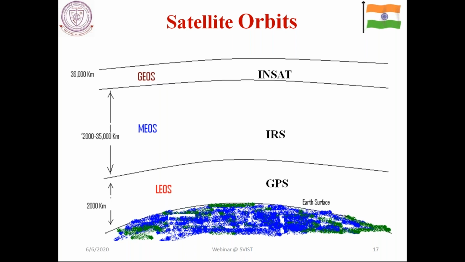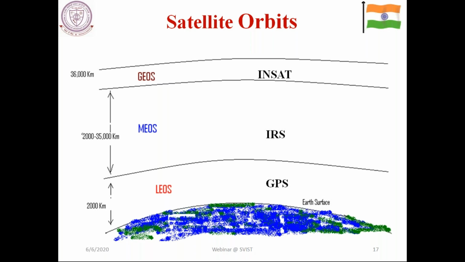The very first one is LEOS, or low Earth orbiting satellites. An example may be our GPS satellites. The next one is MEOS, or medium Earth orbiting satellites. One example is our Indian Remote Sensing satellites, or IRS satellites. And then we have the geostationary satellites, or GEOS. We have the Indian National Satellite System, or INSAT satellites, which are used for multi-purpose applications. You may have telemetric applications, broadcast applications, meteorological applications, etc.